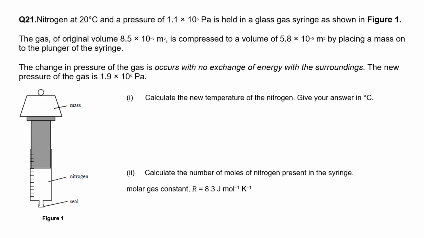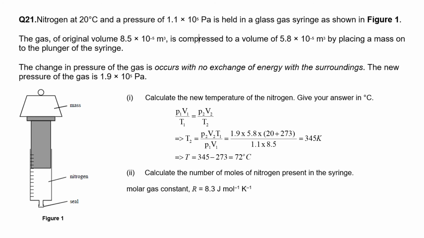So the mass is going to do some work on our gas. The change in pressure of the gas occurs with no exchange of energy with the surroundings, another word for which is adiabatic. So the new pressure of the gas is 1.9 times 10 to the 5 pascals. Calculate the new temperature of the nitrogen, giving your answer in degrees Celsius.